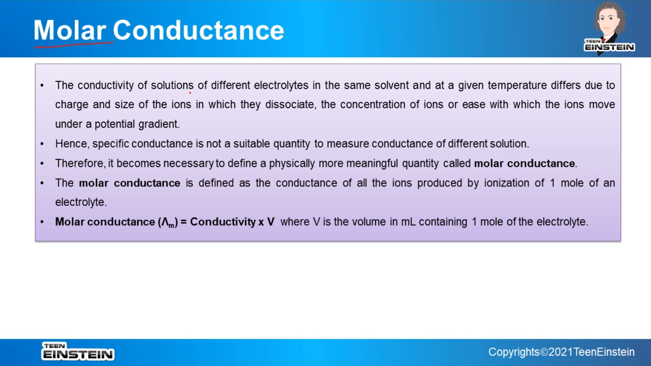Suppose there are solutions of different electrolytes, so their conductivity will also be different. That is specific conductance, that will be different. Specific conductance is also known as conductivity. And in the same solvent, so the solvent is the same but electrolytes are different, so conductivity will also be different. Obviously temperature is fixed because these are the variables. If you change the solvent, the conductivity will also change. And if you change temperature, conductivity will also change. So we have to fix the other variables, then only you can compare.